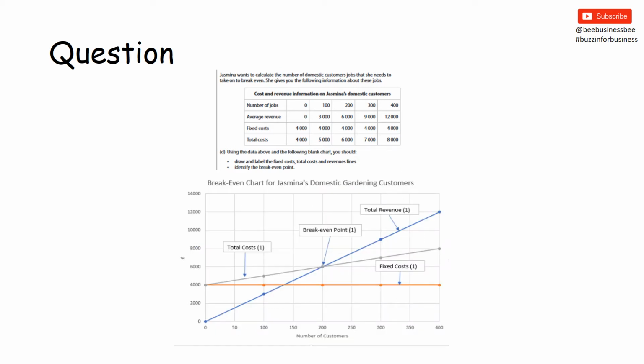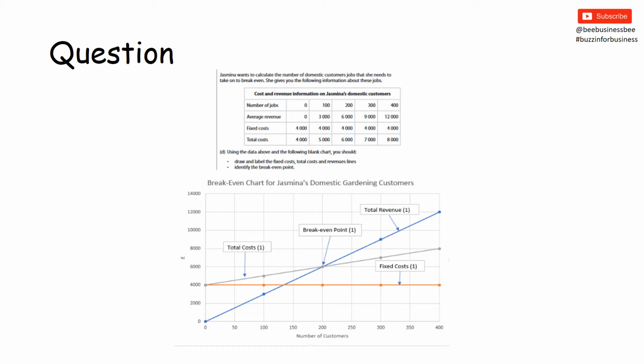So as you can see there, I have drawn the graph for you, and it's fairly straightforward. Firstly, let's do the fixed cost line. What do we know about fixed costs? They do not change with output, they stay the same. So with no jobs, it's £4,000. You go along the bottom where it says number of customers zero, and you go up to 4,000, put an X. You then go along to 100 jobs, and it's still 4,000. 200 customers up to 4,000, put the X. 300 customers up to 4,000, put the X. Draw a straight line across it. There is your fixed cost line when it's labelled up.